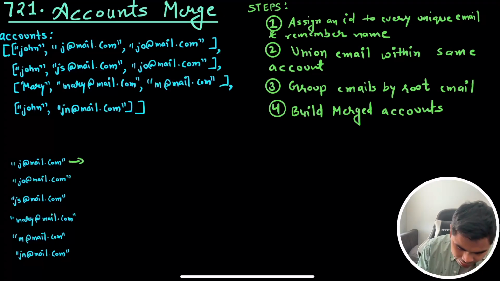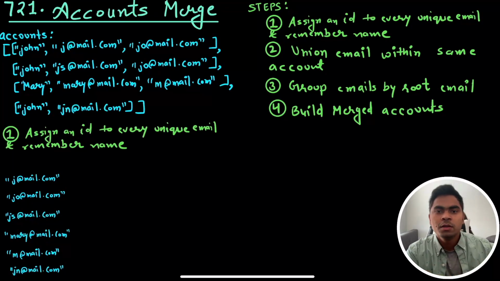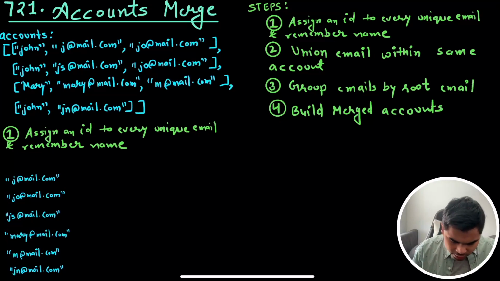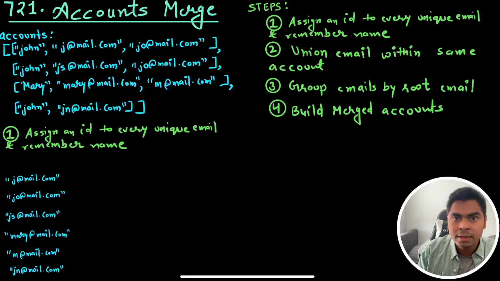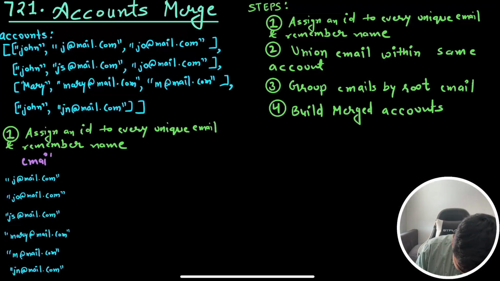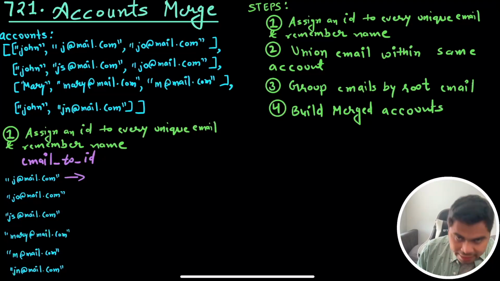Okay, so let's start our ID. This is the first step that we are following. So the first step is assign an ID to each and every unique email and remember the name. That we can do using 2 different dictionaries. First dictionary, let's call it email to ID. So this dictionary will be storing each email as key and then an ID. We can start these IDs at 0.